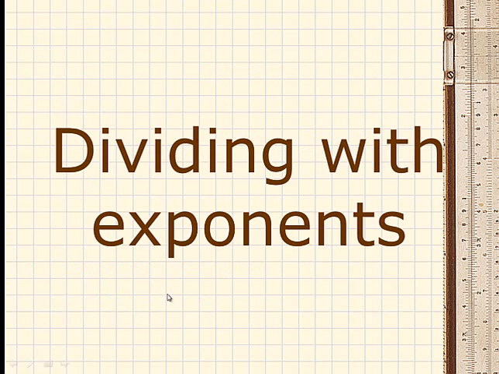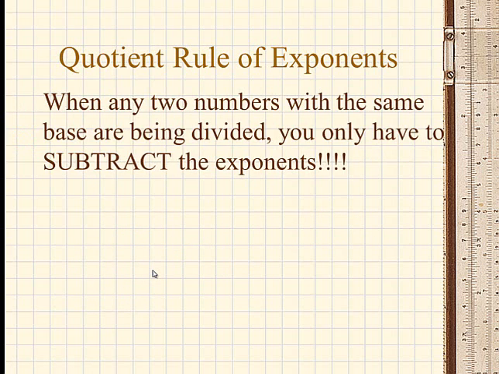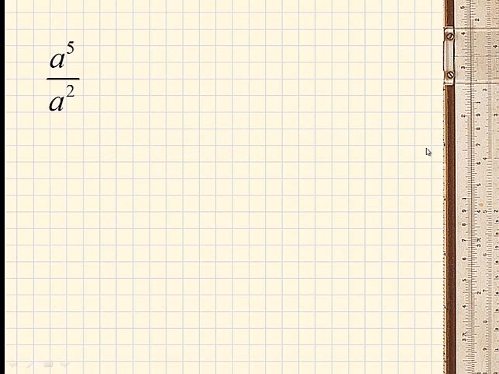Okay, so today we're going to talk about dividing with exponents. And as with multiplying with exponents, you have a rule. It says that when the two numbers have the same bases and are being divided, you subtract the exponents. When they were being multiplied, we added the exponents. When they're being divided, we subtract the exponents. So if we had a to the m over a to the n, that would equal a to the m minus n. So let's look and see why that works.